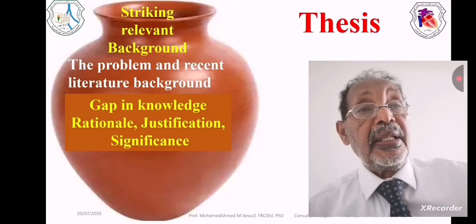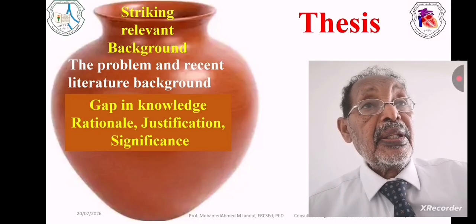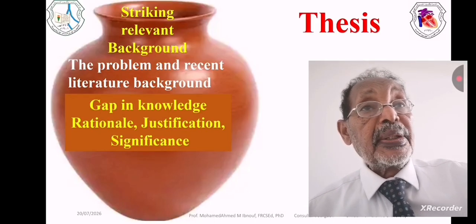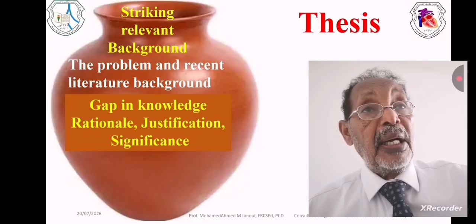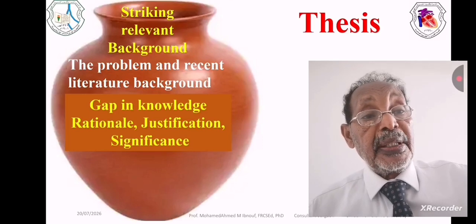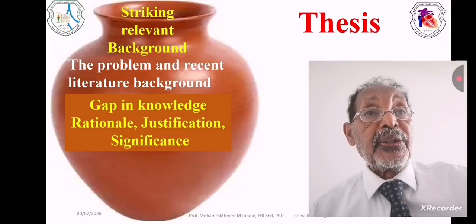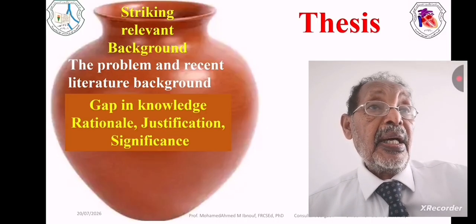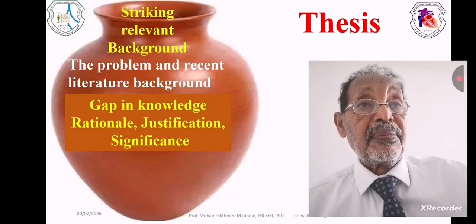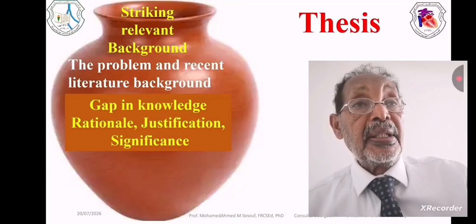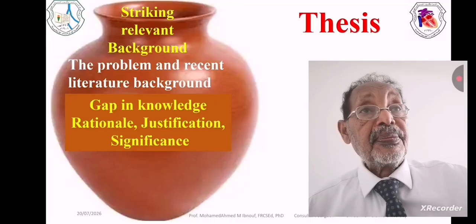Here we should mention clearly our rationale, why we are doing this study to fill this gap, and what methodology will give us the justification that we are going to end up with the most appropriate results, and what is the significance of our study, which is who is going to benefit from this study. Then we continue with writing, as I said, the hypotheses and the objectives.